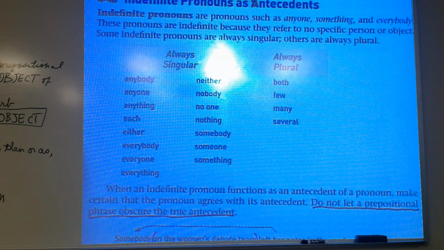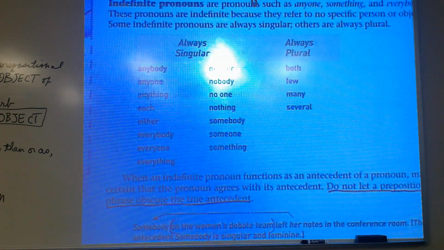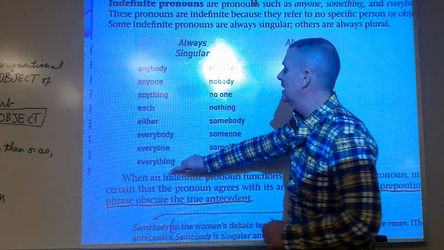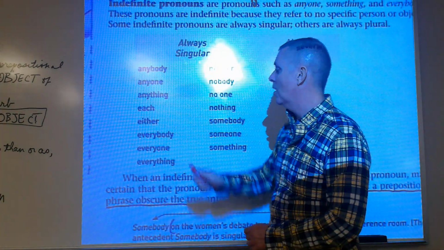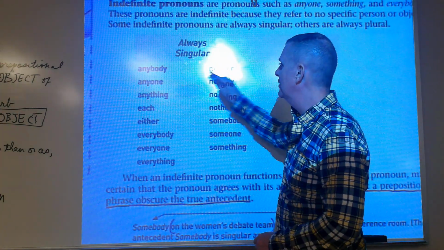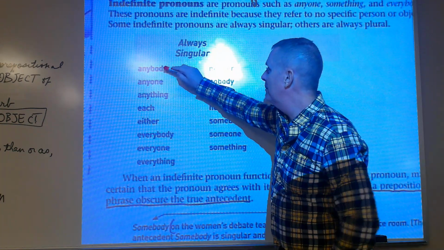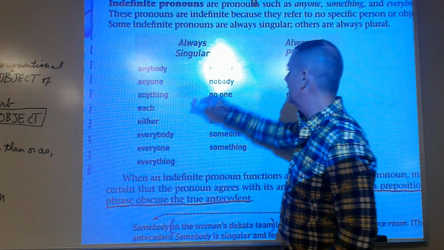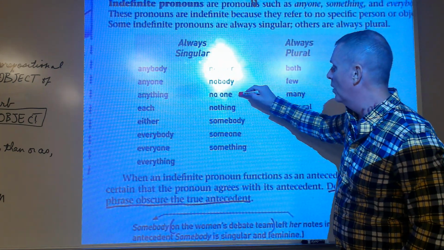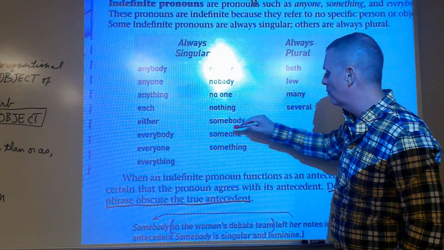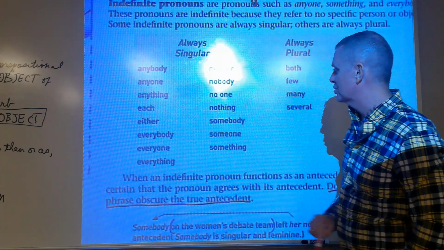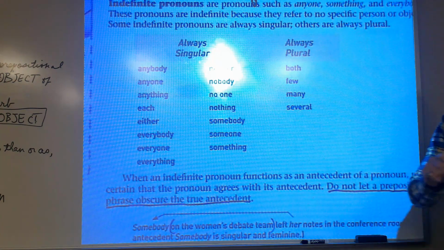Okay, this next page, indefinite pronouns. Anyone, neither, anybody. These are always singular if they're used by themselves. Let me go down this line. Anybody, anyone, anything, each, either, everybody, everyone, everything, neither, nobody, no one, nothing, somebody, someone, and something. Only no one is 2 words all the time.